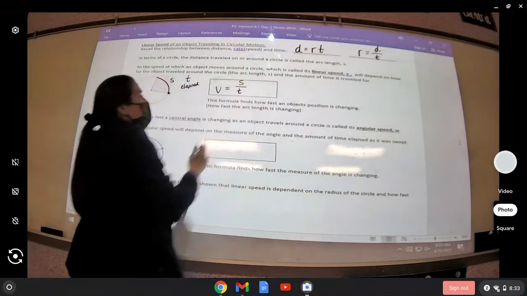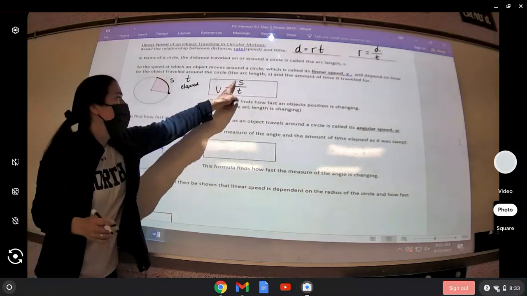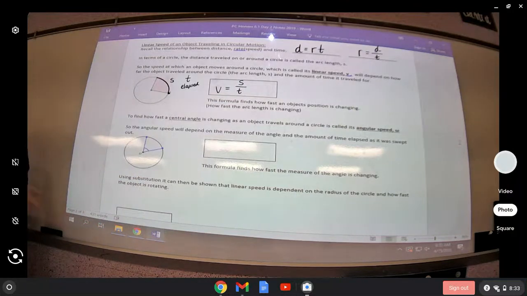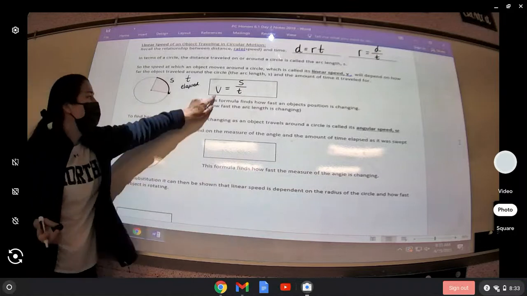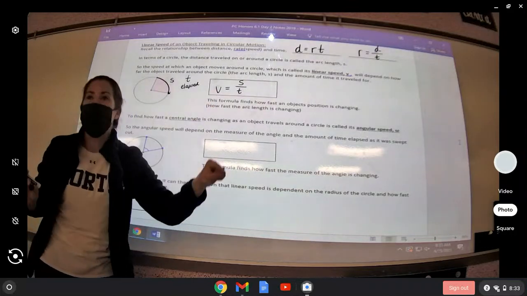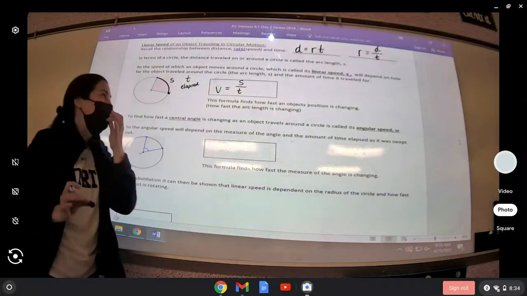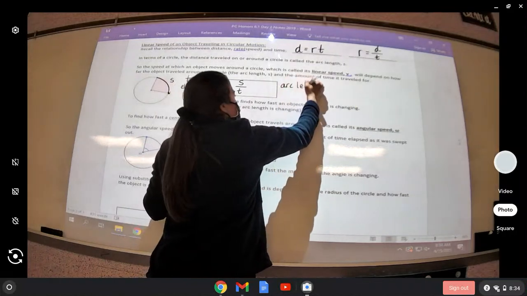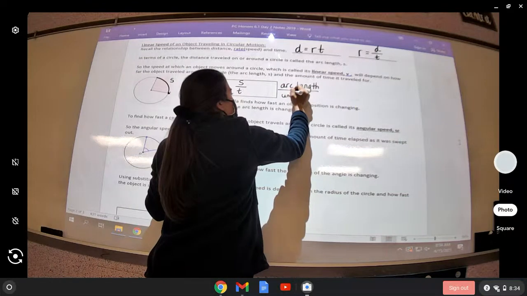So it's literally your rate equal to your distance divided by time, but your distance is an arc length now. That's the only difference. Otherwise, it's the exact same formula. But we don't use R for rate anymore because it would be confusing with radius. So we don't use R for rate, we use V for your speed. Again, it's an arc length over a unit of time.